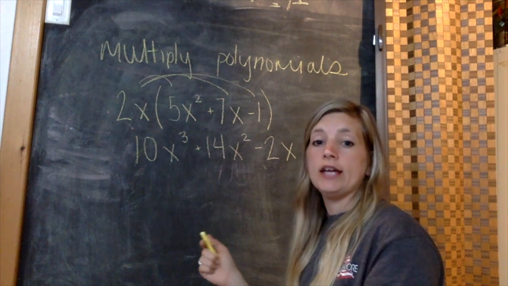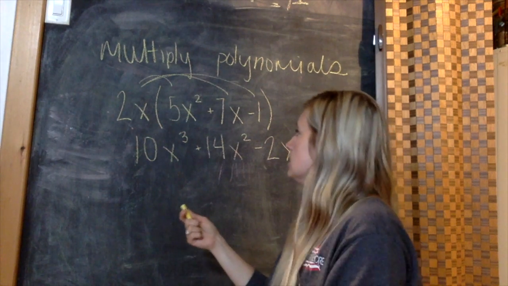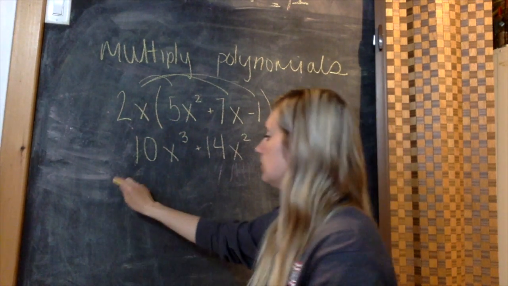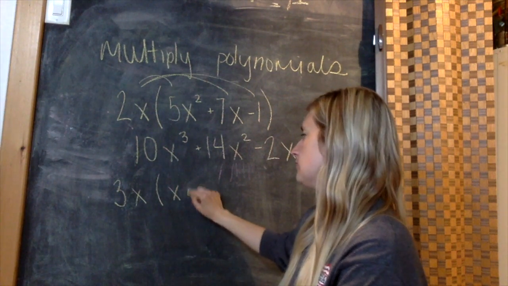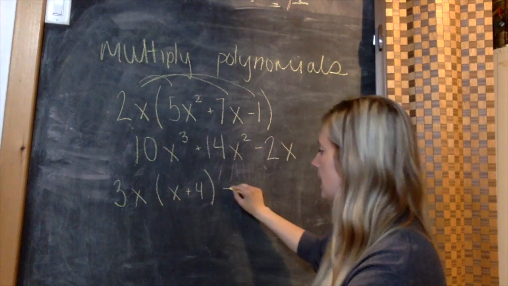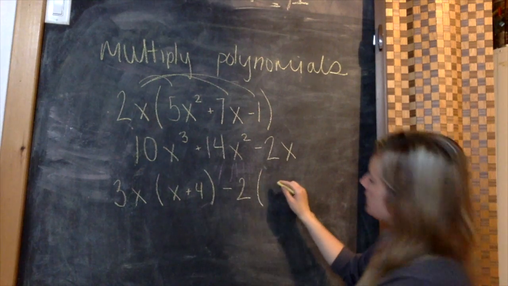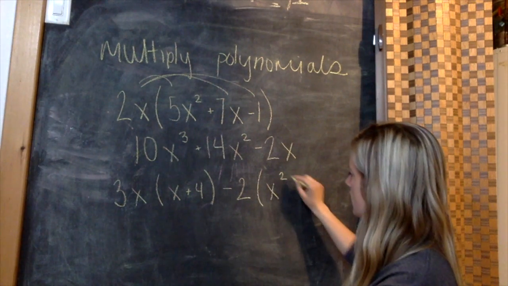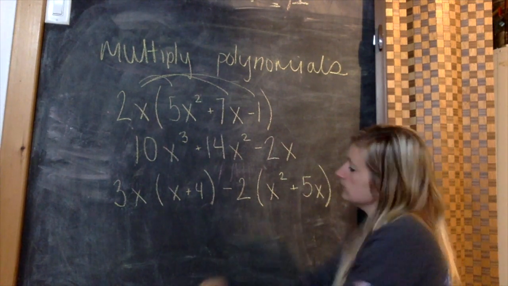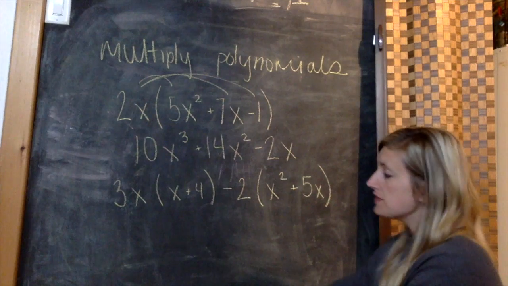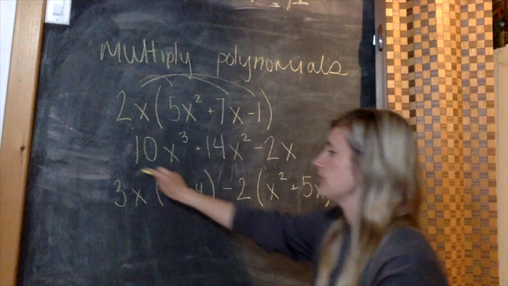So now let's try another one, but two of them shoved together. Okay, so let's do 3x times x plus 4 minus 2 times x squared plus 5x. Okay, so now you should see two sets of parentheses, so you should be thinking I have to distribute twice. So let's go ahead and distribute the first monomial.